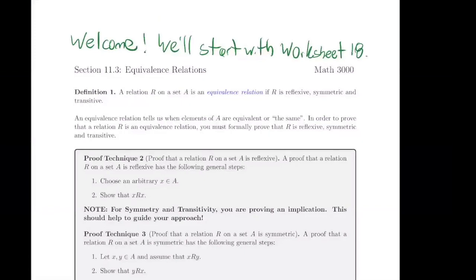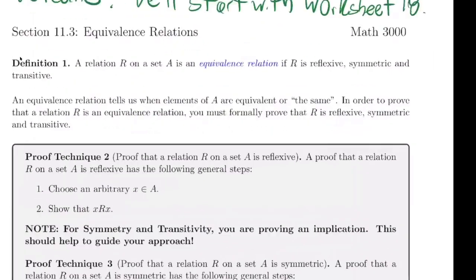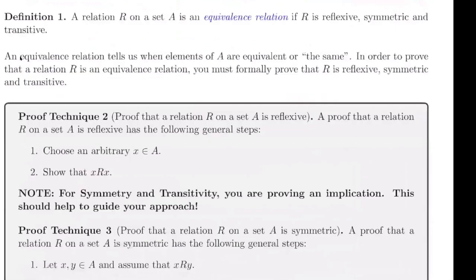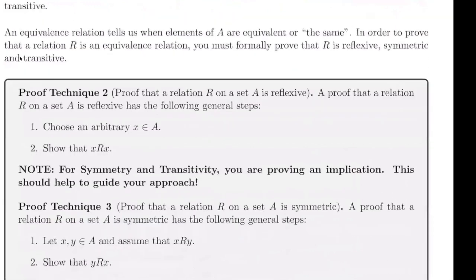Okay, so last time we were working with equivalence relations, and we were doing some of these proofs. So remember, an equivalence relation is a relation which satisfies three properties: reflexive, symmetric, and transitive.